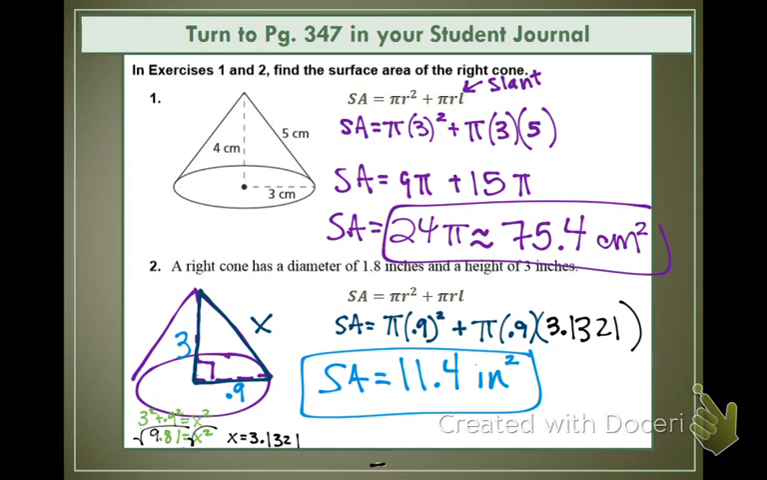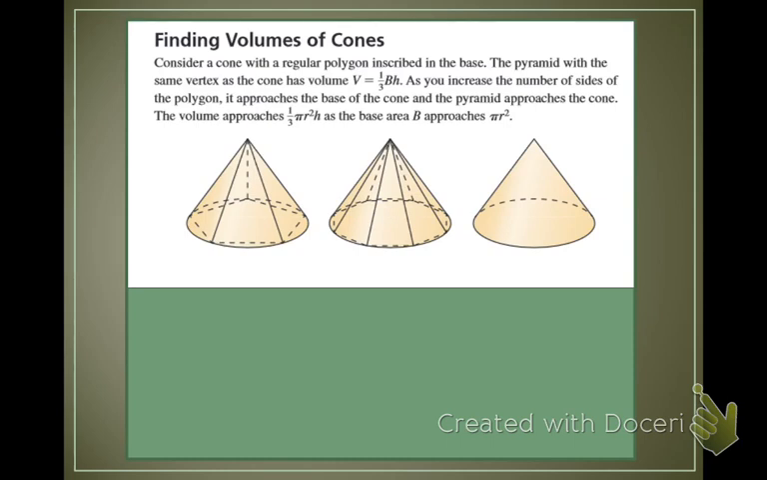I'm going to move screens. Okay. Finding the volume. So what shape does a cone mostly look like? A triangle. A pyramid. Well, it has a circle, yes, you're right, and it doesn't really have a triangle, but I guess it could. The silhouette looks kind of triangular, but it most resembles a pyramid.